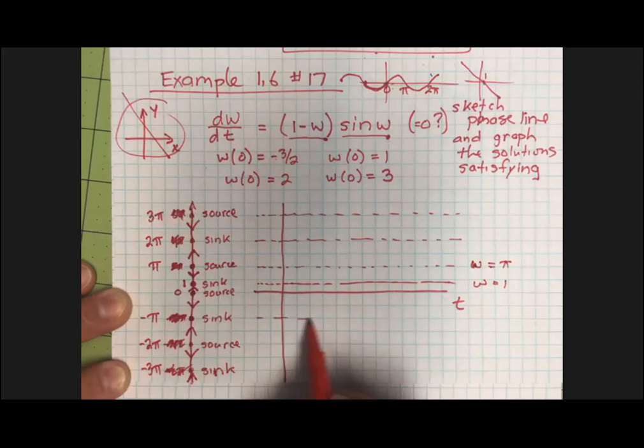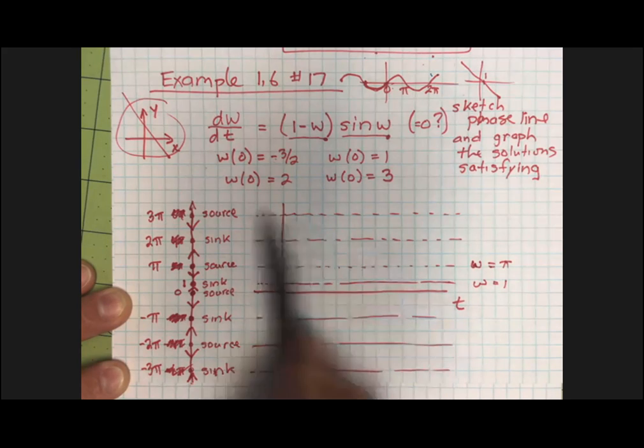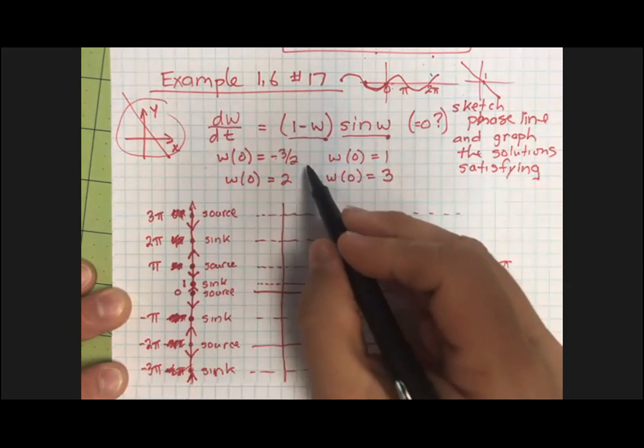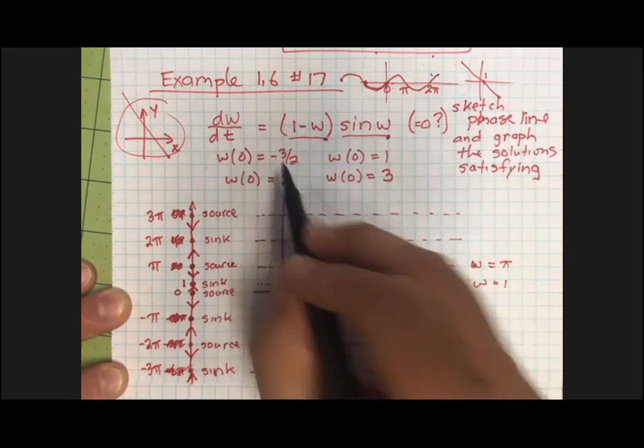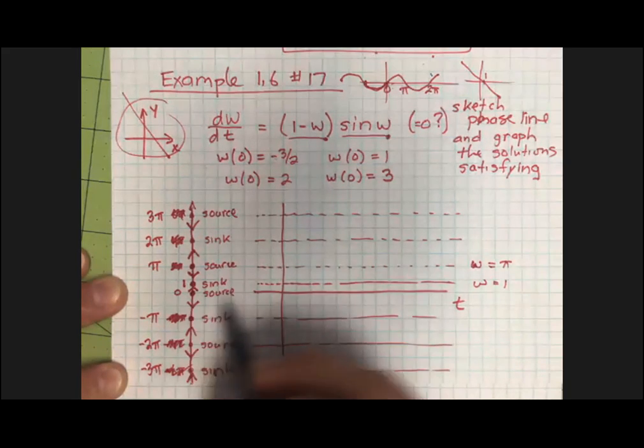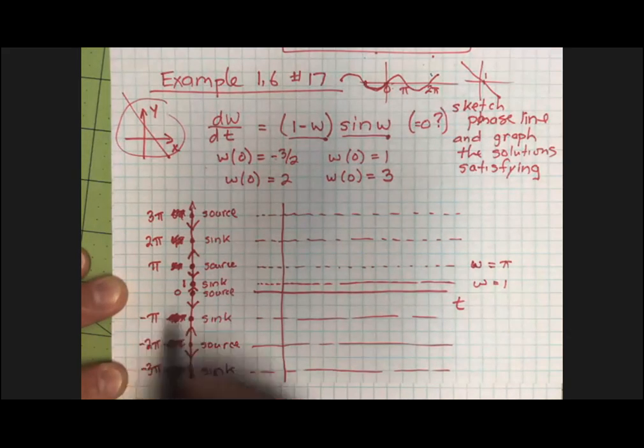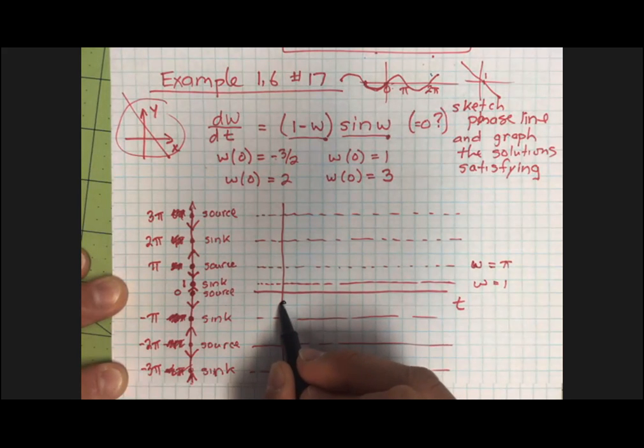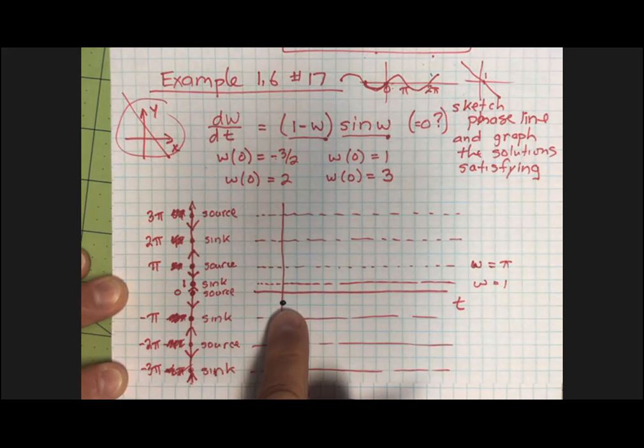And then quickly fill in the other equilibrium solutions. But this is not necessarily all they wanted. They wanted these special 4. So let's tick off these 4. What if I started at minus 3/2, which would be pi is 3.4, right? 1.5 is nearly there. That's minus 3/2.